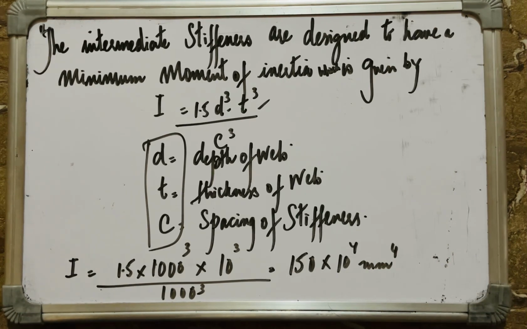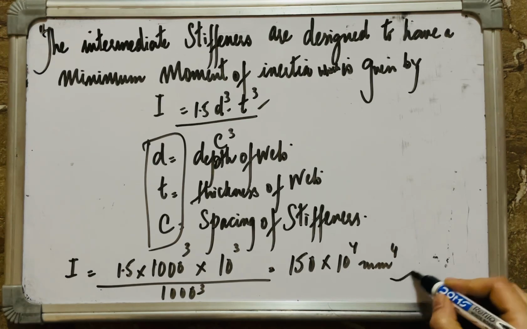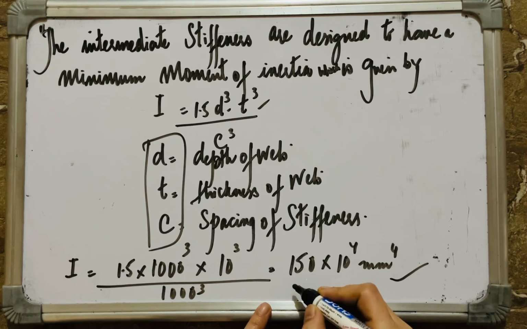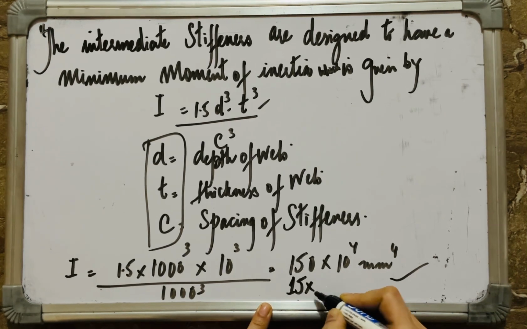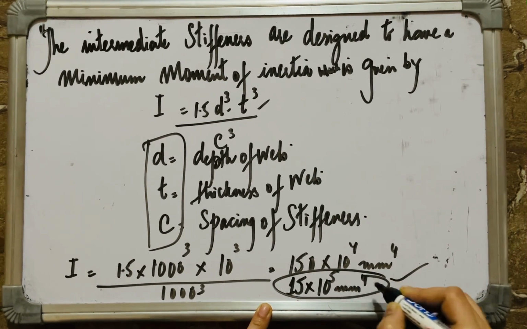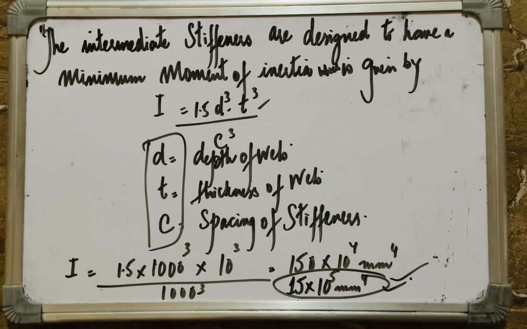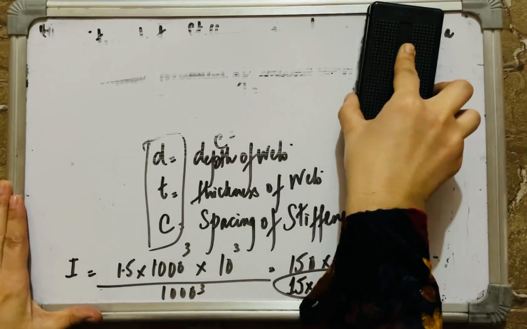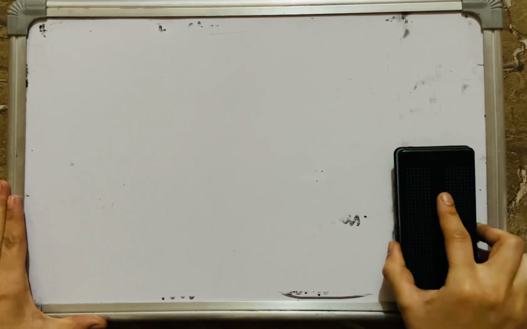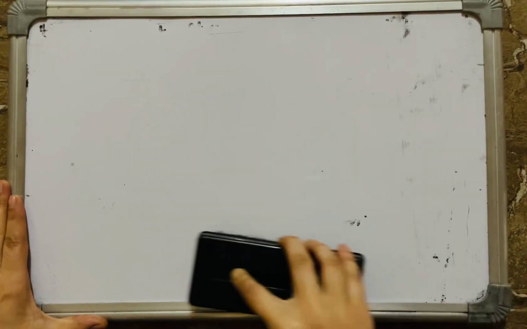All right. So the intermediate stiffeners are designed to have a minimum moment of inertia, which is given by this 150 into 10 raised to power 4 mm raised to power 4, or I may write it down as 15 into 10 raised to power 5 mm raised to power 4. Note this moment of inertia. So our intermediate stiffeners are designed to have a minimum moment of inertia given by this formula, and we calculated this to be equivalent to 15 into 10 raised to power 5. Unit is mm raised to power 4. All right.